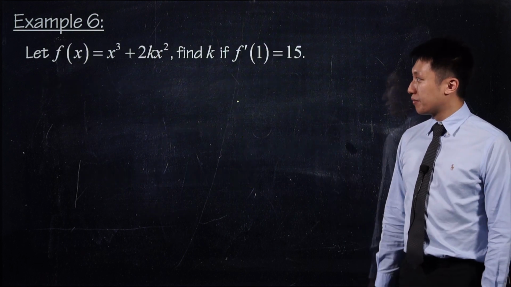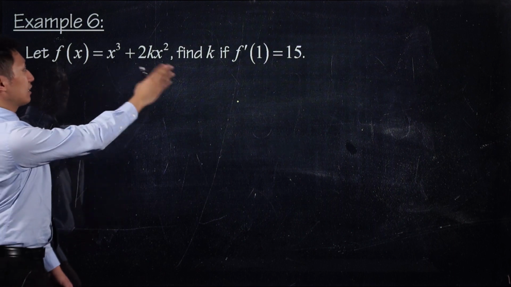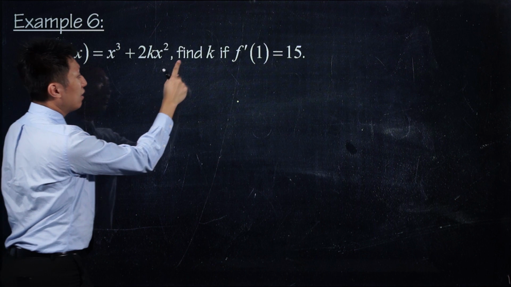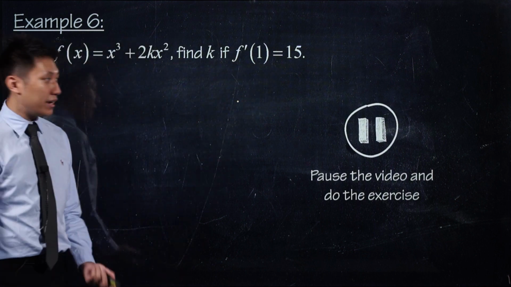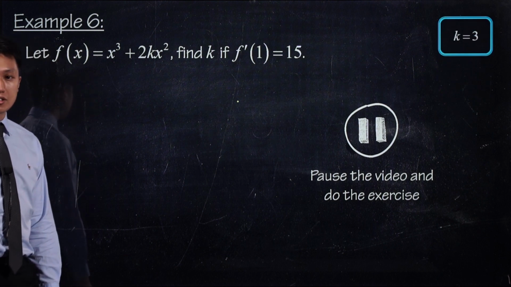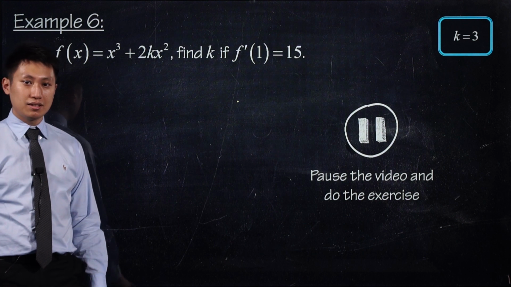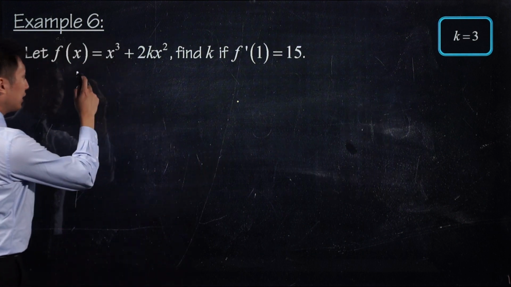Next, f(x) is given by, again, something in terms of k: x cubed plus 2k x squared. Find k if f prime of 1 is 15. So pause the video and try this. The answer is given here. It's 3. If you have done it, then I'll move on to talk about the answers. I'll do this question.